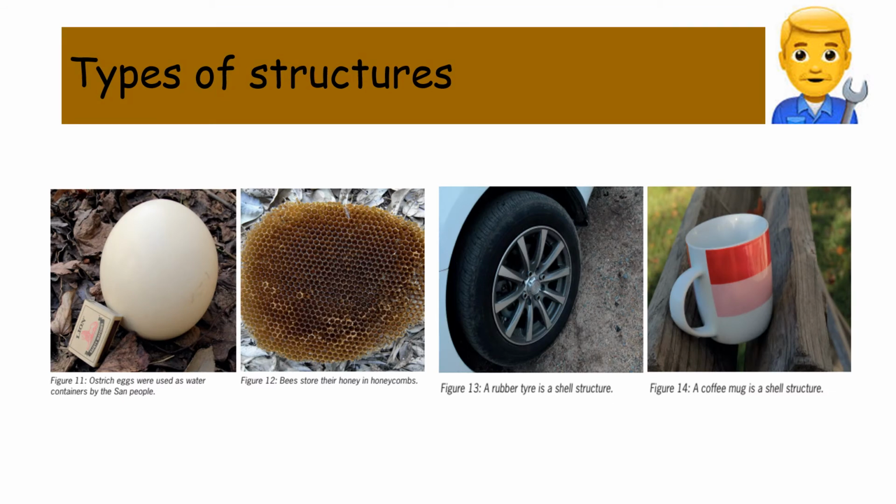On this page you can see the types of structures. The egg is a shell structure. There's the honeycomb. There's the rubber tire, which is a shell structure. And also the coffee mug, which is a shell structure.